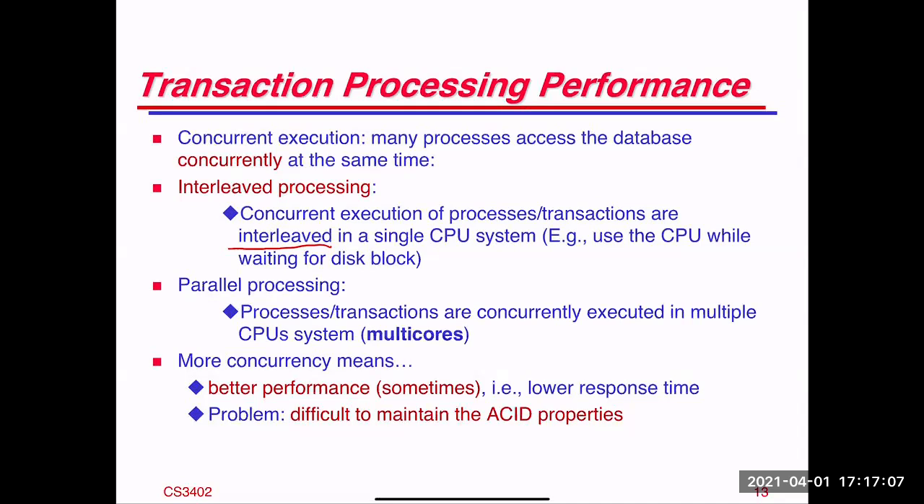There might be some other transaction that meanwhile can do some useful work. Okay, and this way, if you have interleaved processing, you can actually get some better performance than just doing everything in sequence. But if we have concurrency, the problem is that it's more difficult to maintain these ACID properties that we mentioned just before.